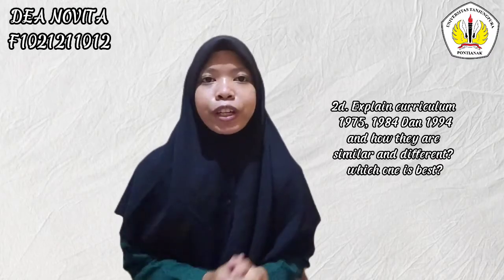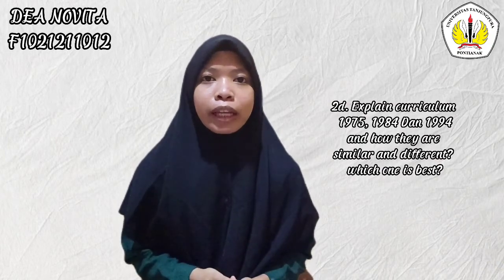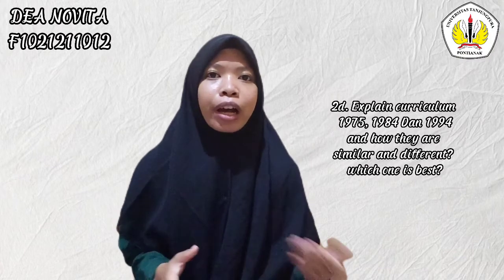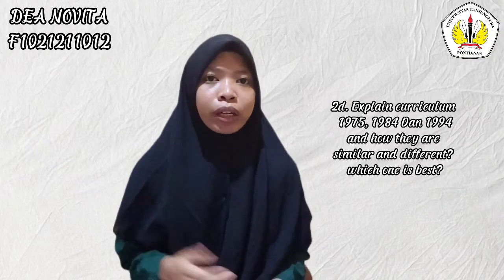The last question is to explain curriculum 1975, 1984 and 1994 and how they are similar and different. Which one is the best? The 1975 curriculum generally aims to improve the quality of Indonesian national education, and specifically, this curriculum is goal-oriented in the sense that teachers need to know the objectives of students in learning a certain knowledge, science, or skill.